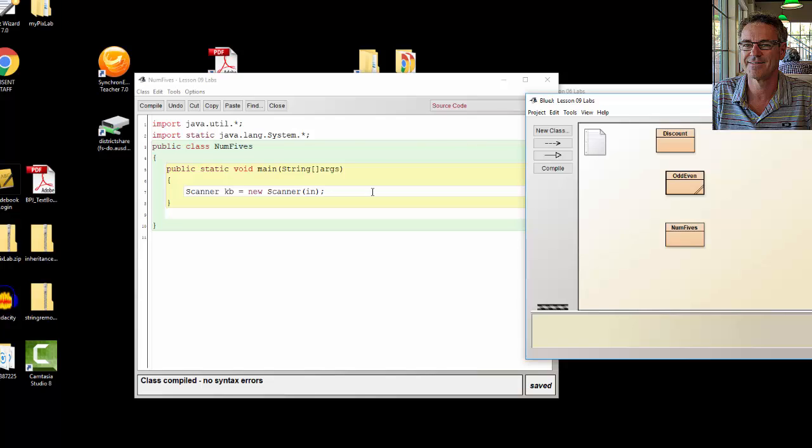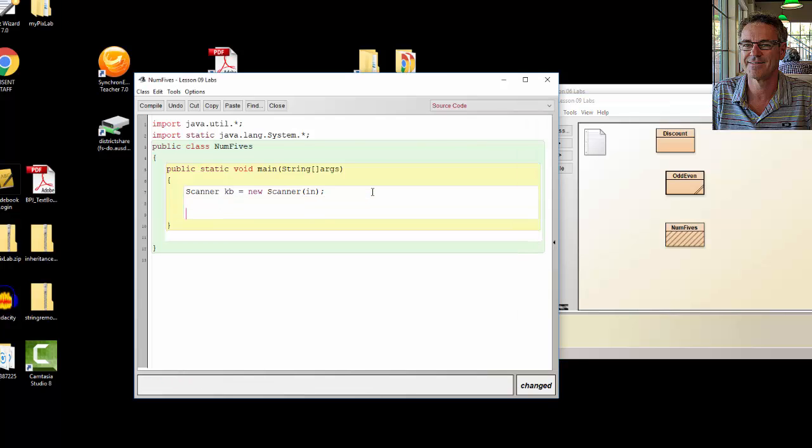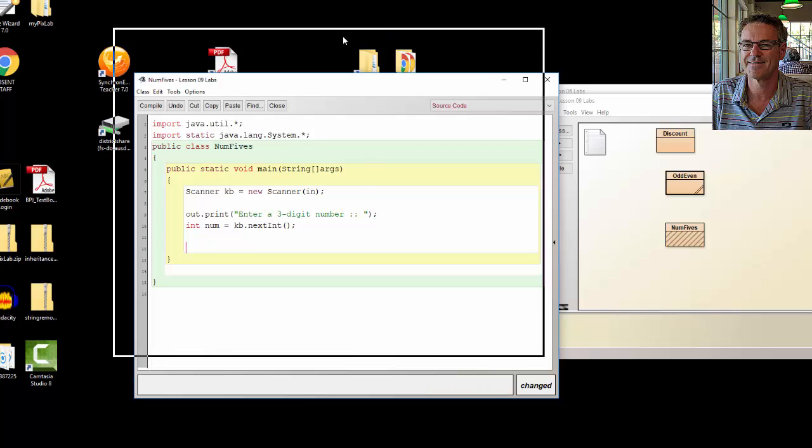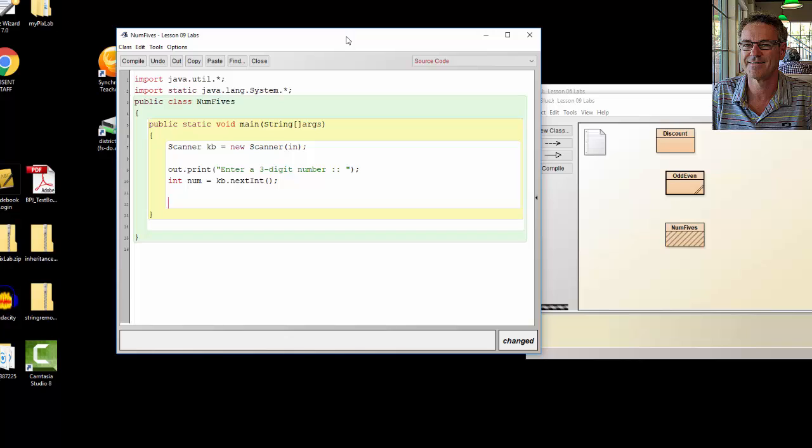Okay, and the final one was more of that modulus 10 stuff, more of that division by 10 stuff. We're counting the number of 5s in a 3-digit number. So we ask for a 3-digit number. Store it. And now you can do this a lot of different ways. I try to keep things organized for students who are first-time programmers, who are new at this. So I'll separate the ones digit by doing num modulus 10.